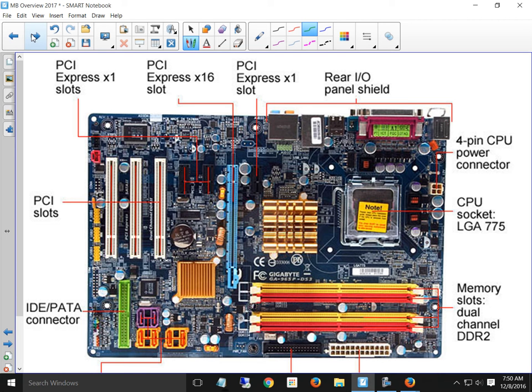What is that? I don't know. You can look up that number. It's just a way to easily compare. And then we've got our PCI Express X16 slot, which is 16 times faster.